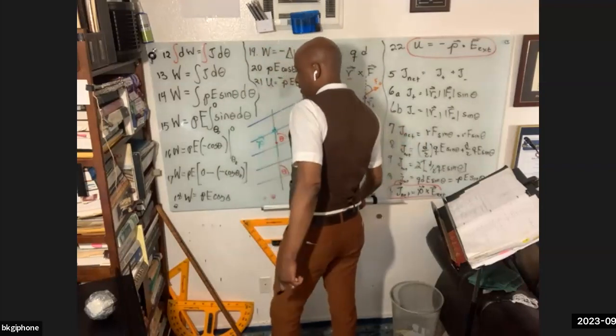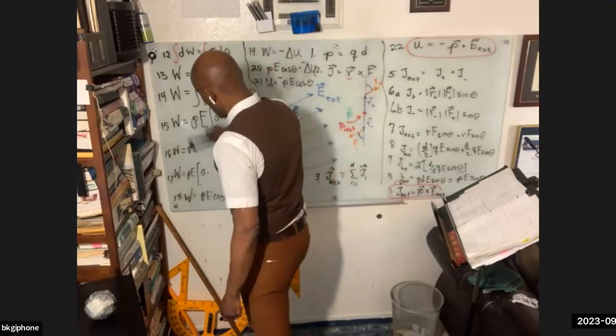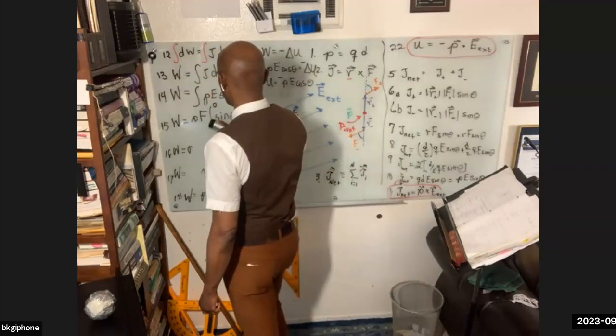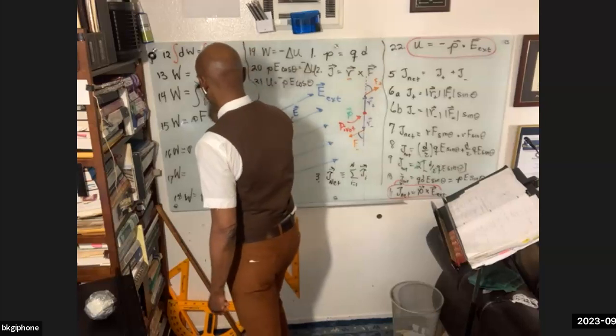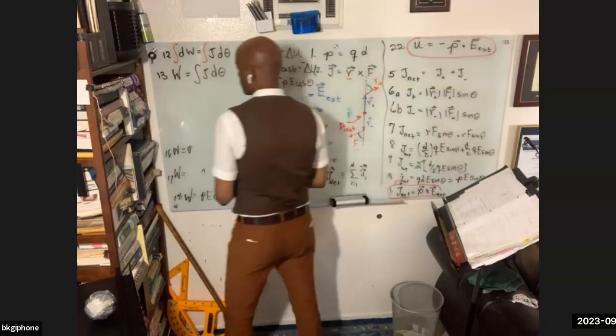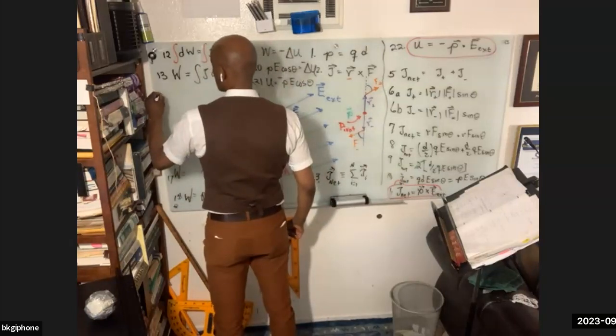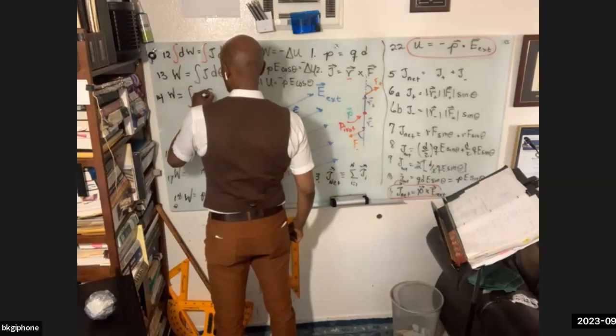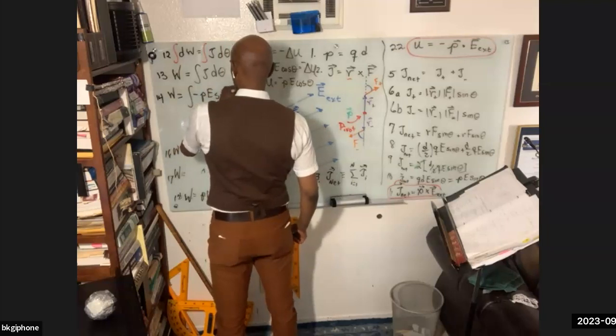I have this in your notes. So we've got to start here. The end result is going to be the same, but here this is not quite right. Start here and say something like W is equal to the integral of negative PE sine theta d theta.